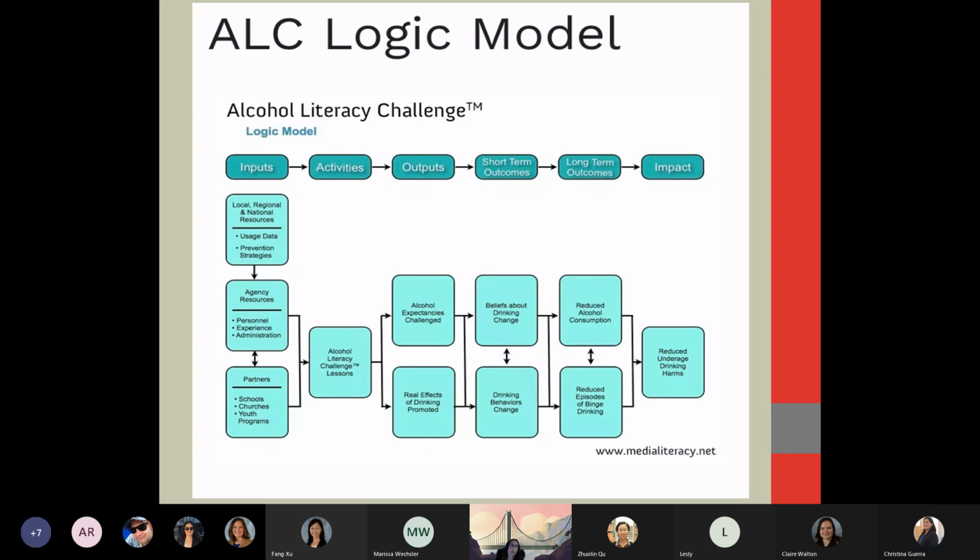Okay, and here's another one. This is from the Alcohol Literacy Challenge. So ALC is an evidence-based intervention that's used for youth, and it's been proven to reduce underage and binge drinking. So I know it's one of the models that SAMHSA has adopted. So again, I really like this logic model because it's simple and it explains everything. And I like the way it's laid out.